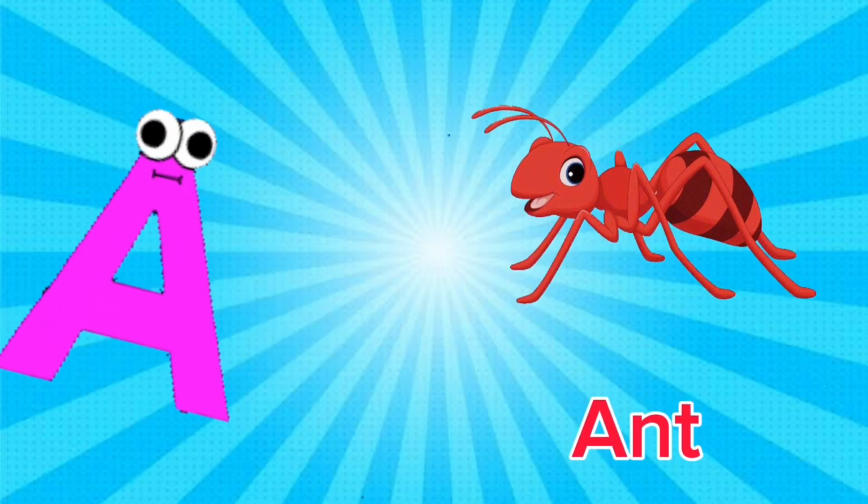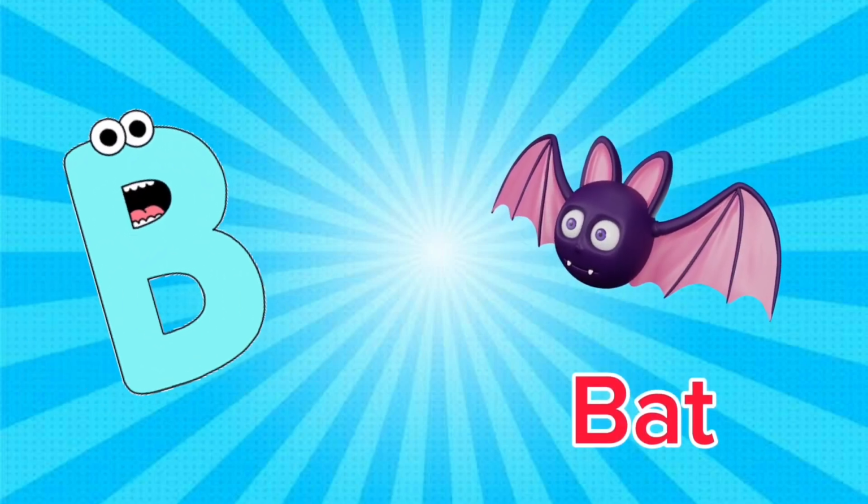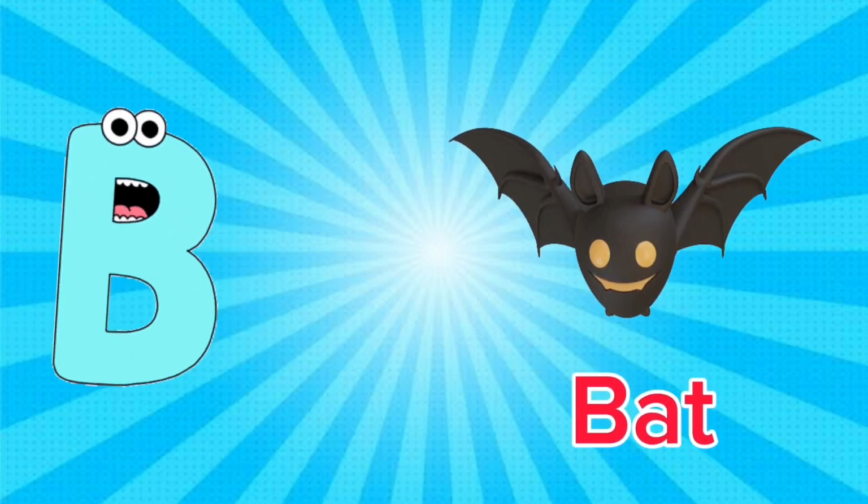A is for ant, ant. A is for ant, B is for bat, bat. B is for bat, b.